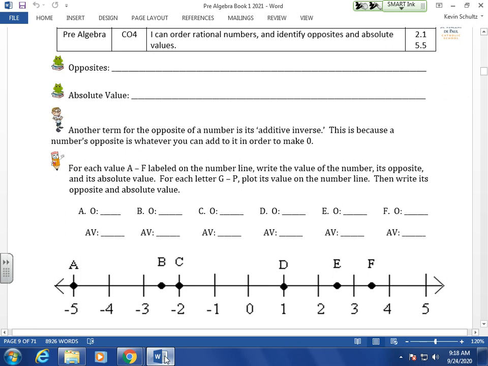Hello and good day. Today in Pre-Algebra, we'll be doing CO4, which is ordering rational numbers, as well as identifying opposites and absolute values. No doubt you've heard the word opposite before. We all have opposite day, right? And you've probably heard the term absolute value. But let's go ahead and start by defining them.